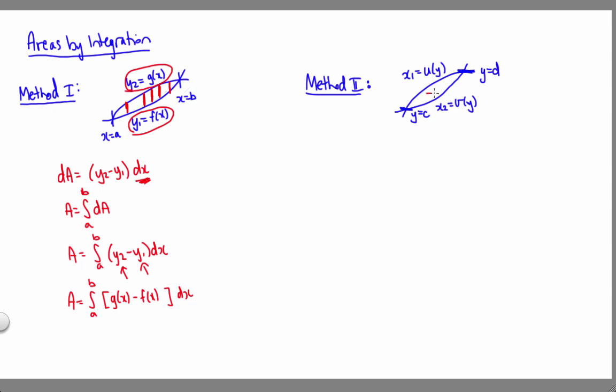To calculate the area, we're going to take horizontal slices this time. And this method will be valid as long as any horizontal slice is bounded by the same left curve and right curve. So no matter how we choose our slice here, we've always got x1 on the left, x2 on the right, so this method will work well.